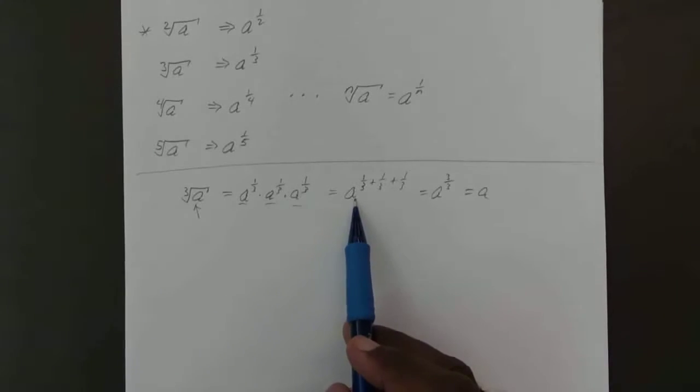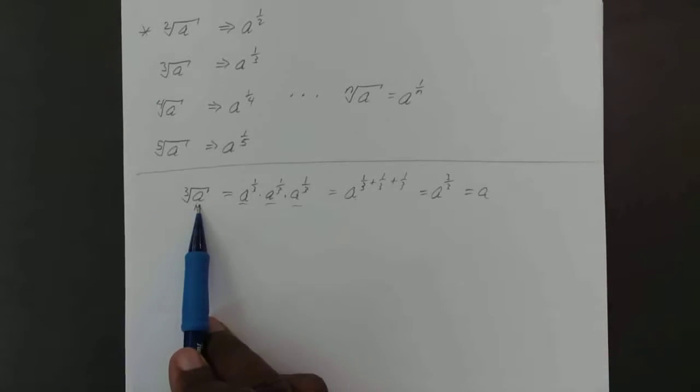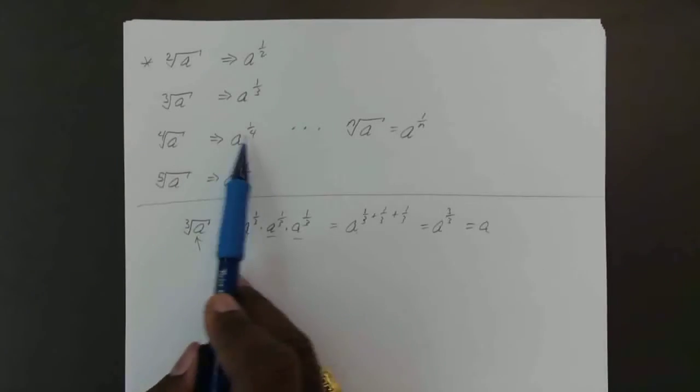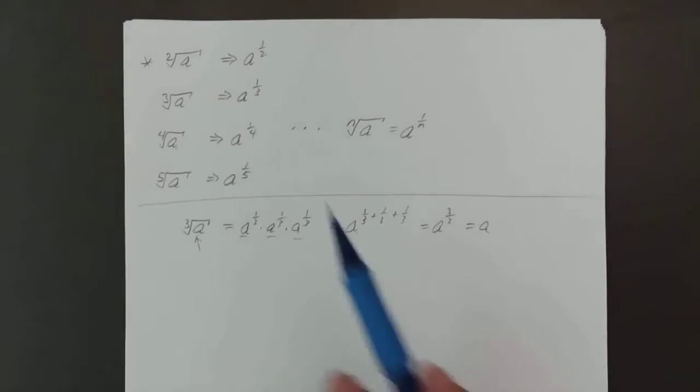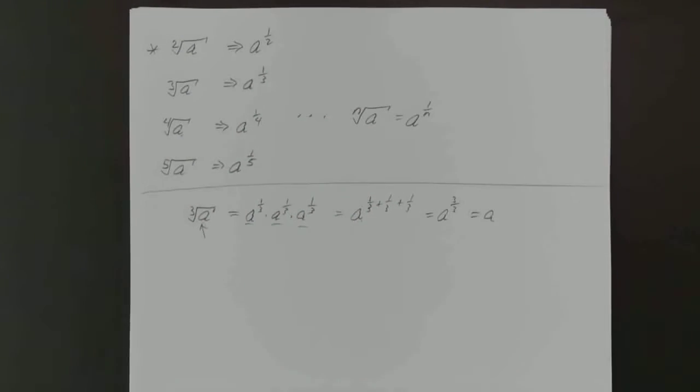So we know a to the 1/3 times 3 will give you a. A to the 1/4 times 4 will give you a. A to the 1/5 times 5 will give you a. So if you multiply to itself 5 times, you'll get a. All right, any questions on that one? All right.